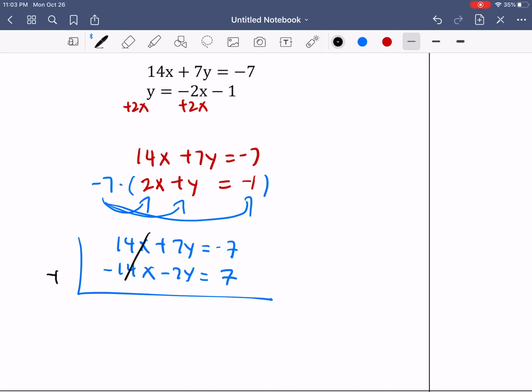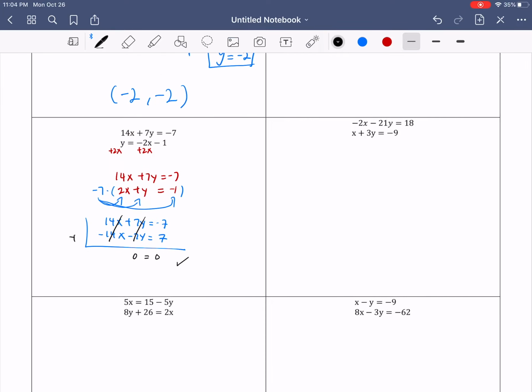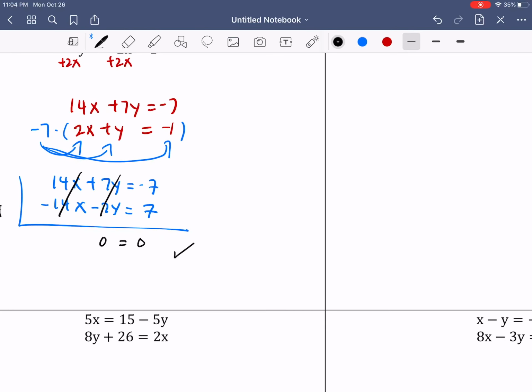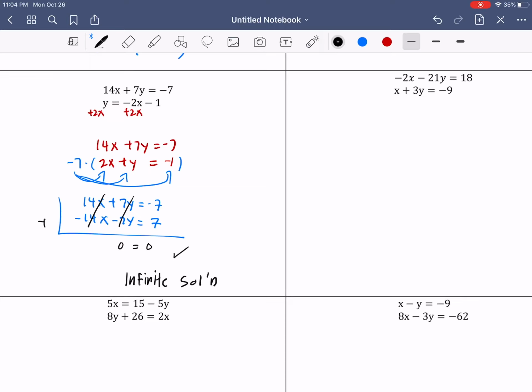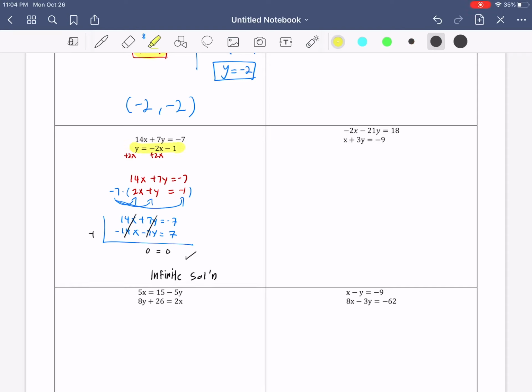14x minus 14x will become 0. 7y minus 7y becomes 0. -7 plus 7 is 0. 0 equals 0. Mathematically correct, right? So this is not no solution. This is what we call infinite solution. And if you actually put this one into a graphing calculator, like if you graph it, you're gonna see the lines overlapping each other. All right?